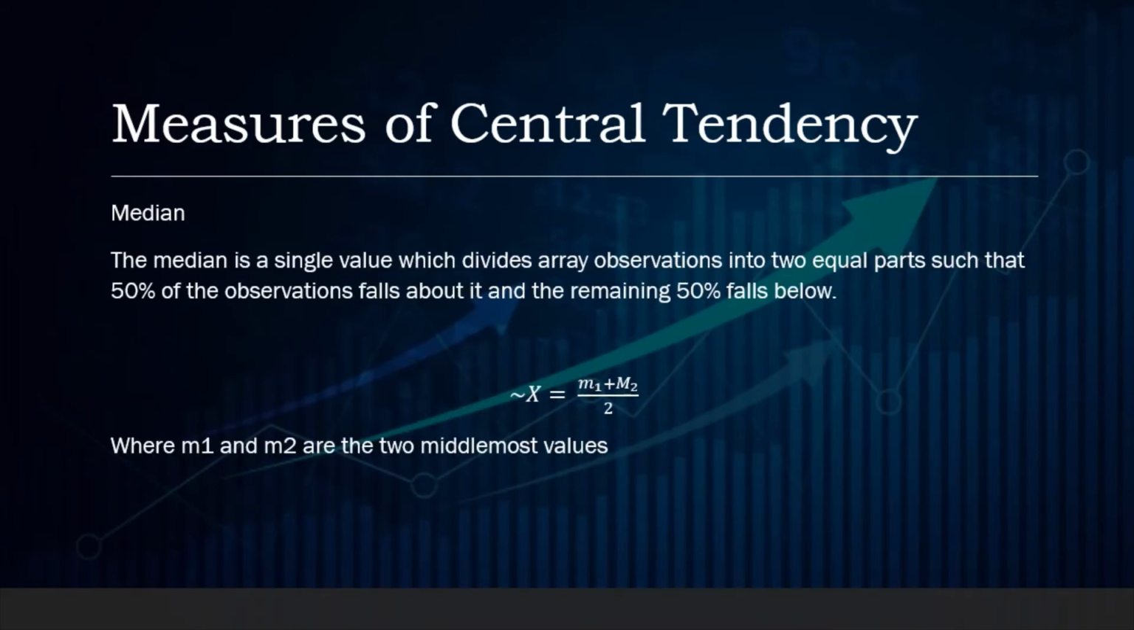Median. The median is a single value which divides an array of observations into two equal parts such that 50% of the observations fall above it and the remaining 50% fall below. x tilde equals m sub 1 plus m sub 2 divided by 2, where m sub 1 and m sub 2 are the two middlemost values.